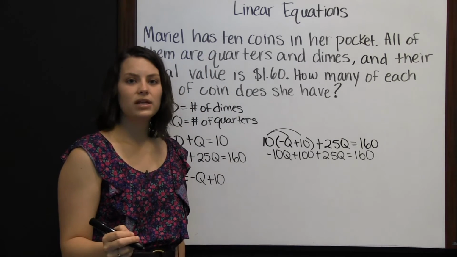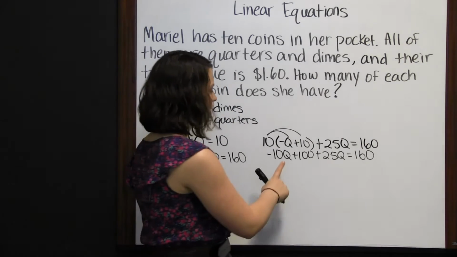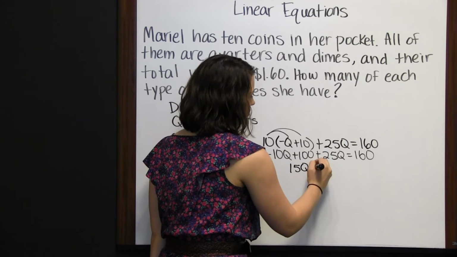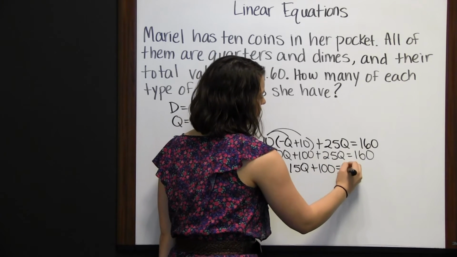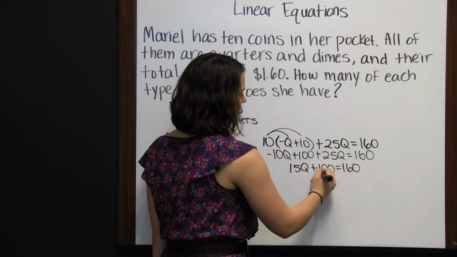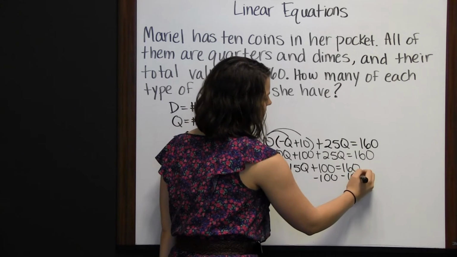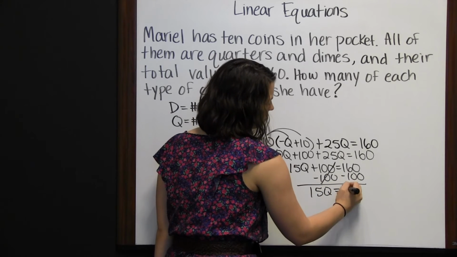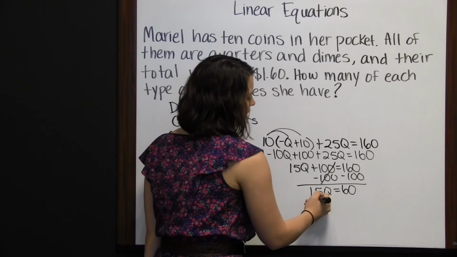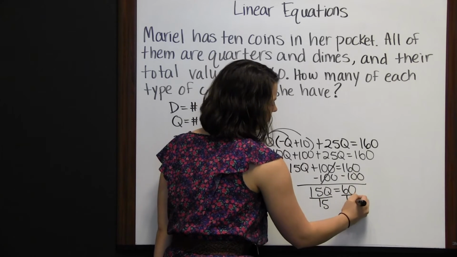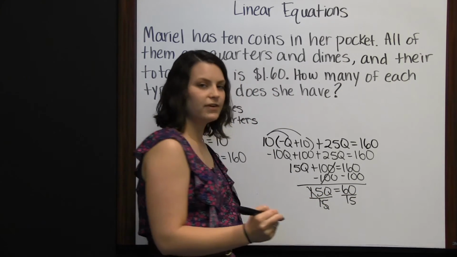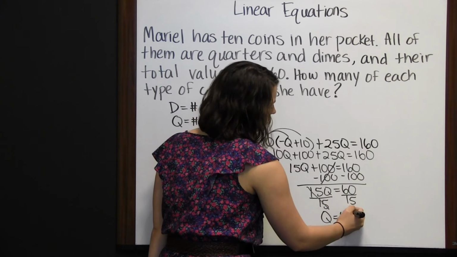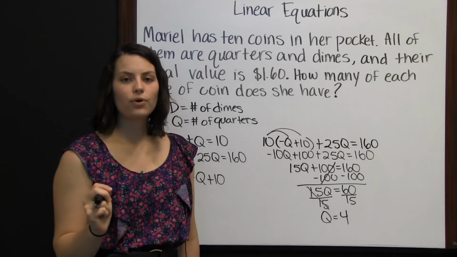Now to solve for Q, we need to combine like terms. Negative 10Q plus 25Q is 15Q. Plus 100 is equal to 160. Subtract 100 from both sides. And we get that 15Q is equal to 60. Now we divide both sides by 15. 15 divided by 15 is 1, and 1 times Q is just Q. We get that Q is 4, which means she has 4 quarters.